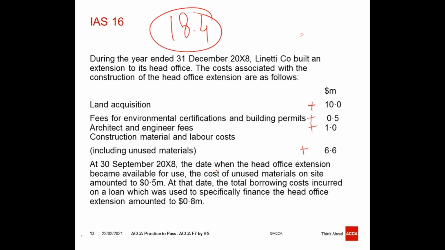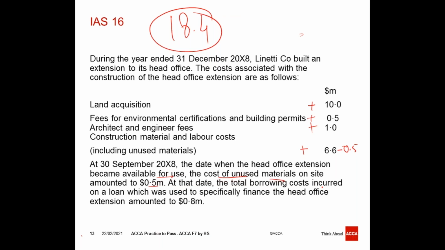And in the data, it was given the date when the head office extension became available for use. And that means that when the building was completed, there was also some unused material. So unused material should be deducted from this amount. So net amount should be capitalized. Because the material that was left over will be used for the next construction, so it should be deducted.